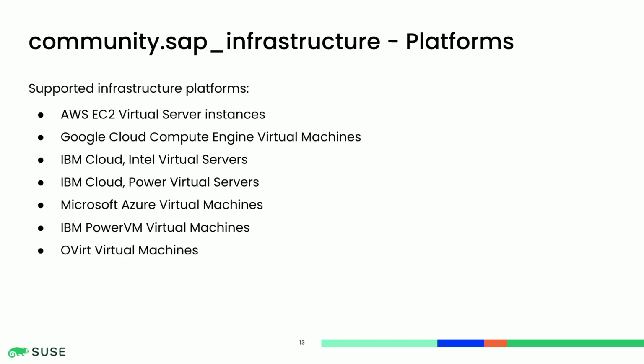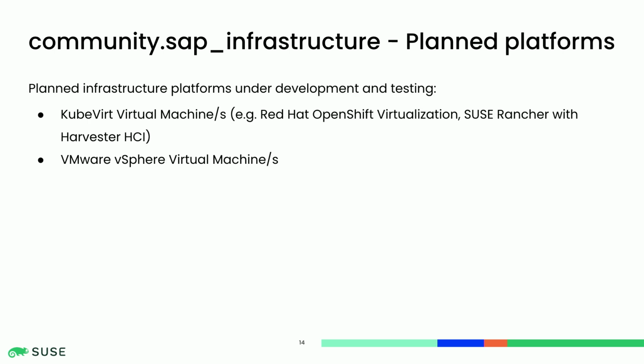In terms of supported platforms, we are supporting AWS, Google Cloud, IBM Clouds, Azure, and lately oVirt virtual machines. In terms of the next support we are working on, it is KubeVirt virtual machines and VMware. So for us, the main focus was on clouds, because most people are using them. And we are testing them on all of that. So whatever changes we got recently, we are trying to apply to all of those cloud solutions. Okay, go next.